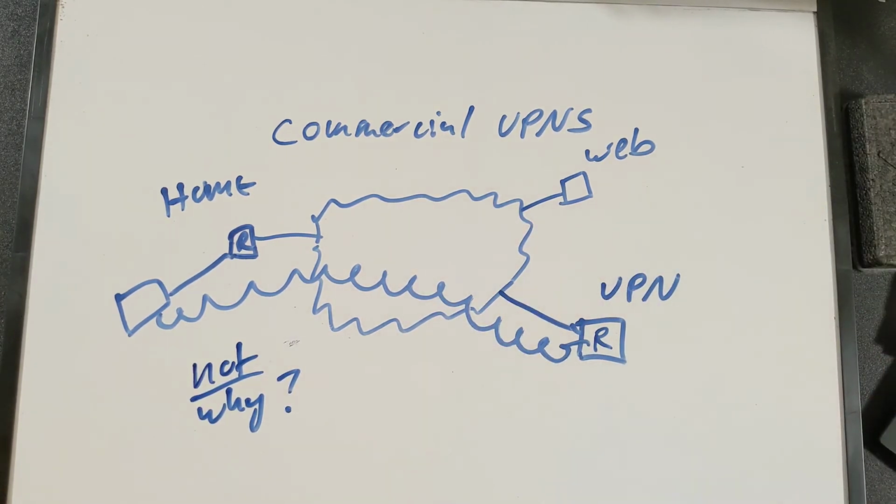Now, unfortunately, commercial VPNs frequently either explicitly advertise their service or sort of implicitly imply their service is good for preventing surveillance from big tech companies.